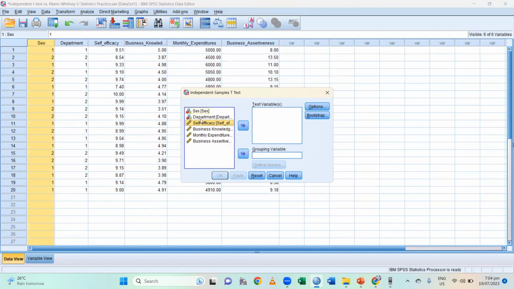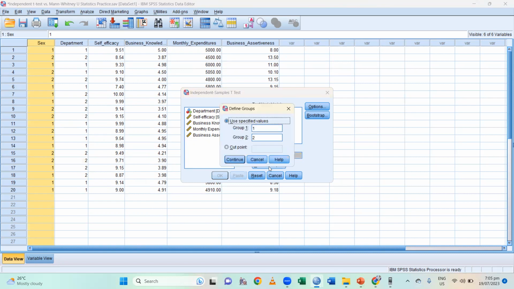Your goal is to remember your grouping variable is sex. It's your nominal variable, and the nominal variable should be the one that goes to your grouping variable. So click on sex and click the arrow leading towards the grouping variable. If you could see, after doing such, sex is now here, but there's a question mark. There are two question marks inside the parentheses. If that happens, then click Define Groups.